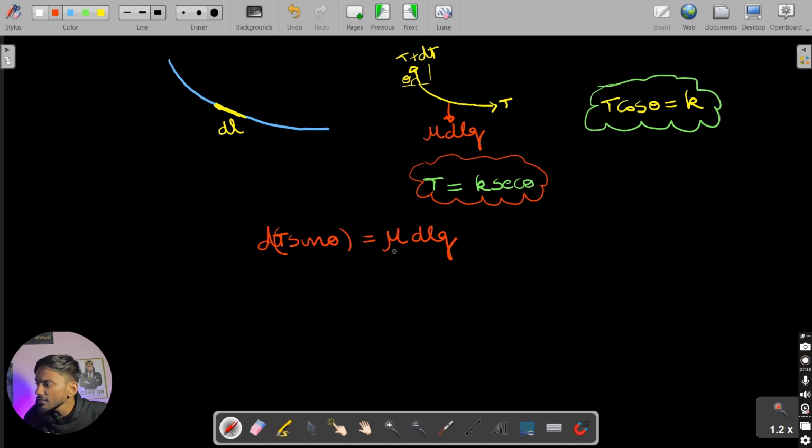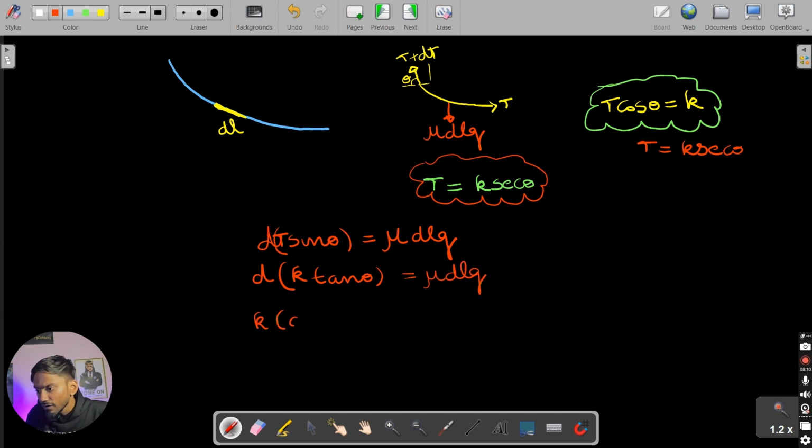If I take t cos theta, so as tension, t cos theta is equal to k. So t becomes k times secant theta, right? T becomes a function of secant theta. So if I take k times secant theta into sin theta, this becomes tan theta, equal to mu times dl into g. So k times d tan theta is equal to mu into dl into g.